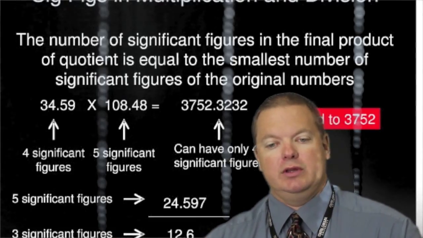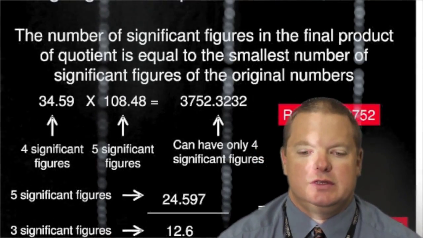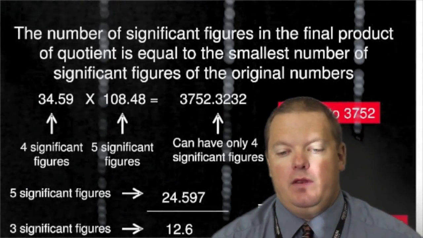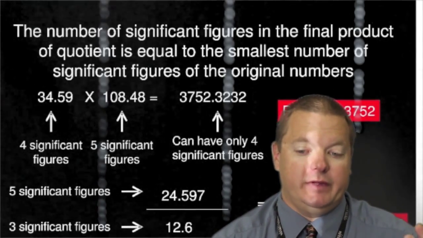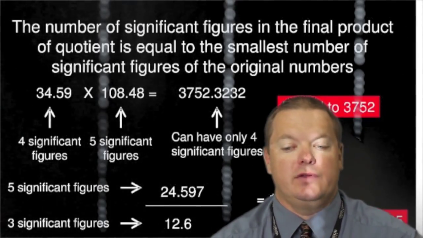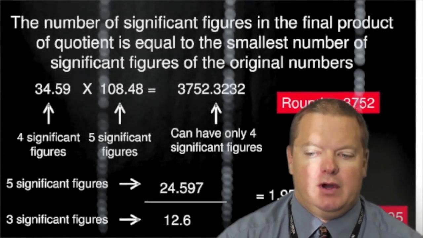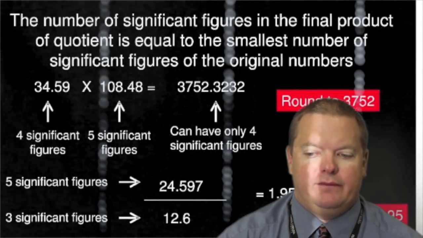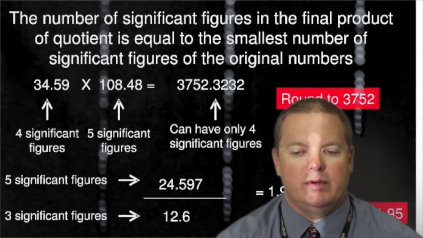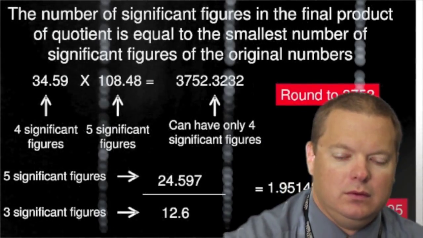We actually lose decimal places in this case because of the rules of significant figures. And then in the second example we have 5 significant figures on the top, 3 on the bottom, so our answer then must be rounded to 3 places to give us 1.95. Only 3 significant figures.